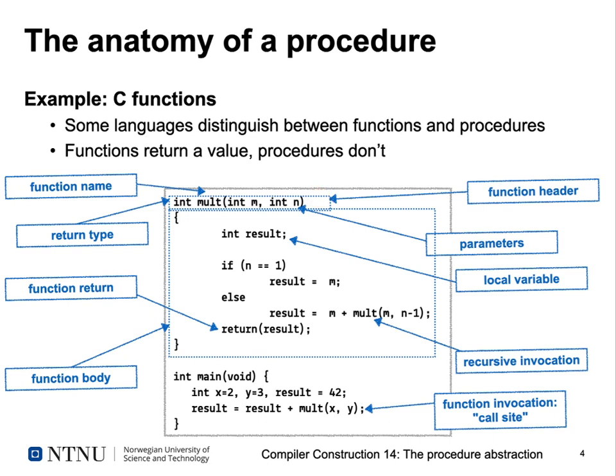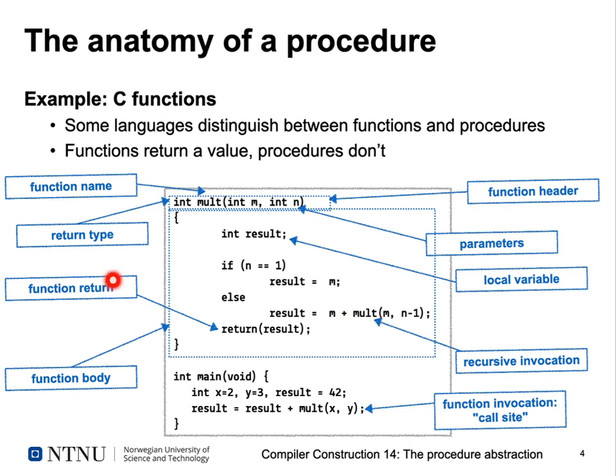So after our function header, our function body or implementation starts. And in this implementation, we can have local variables here. So we have a block of C code indicated by the curly brackets here. We can declare local variables here, which are only visible inside of that block. We can call ourselves recursively here. So inside of mult, we can call mult again.